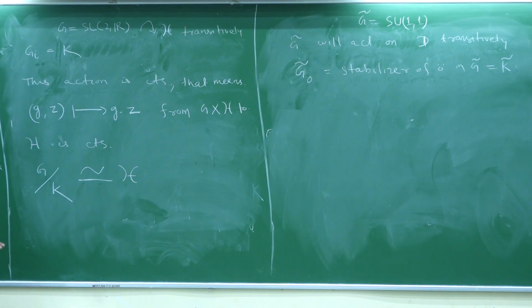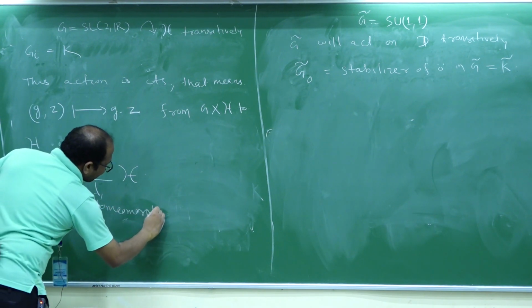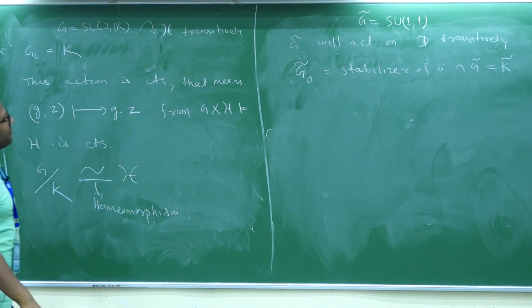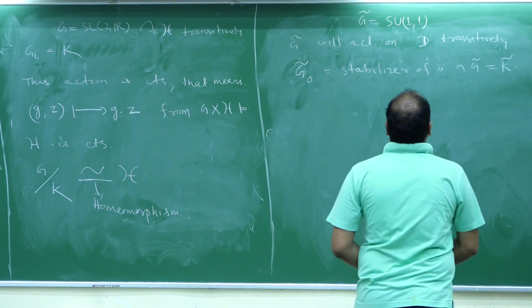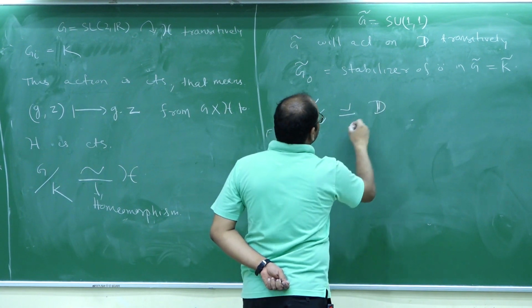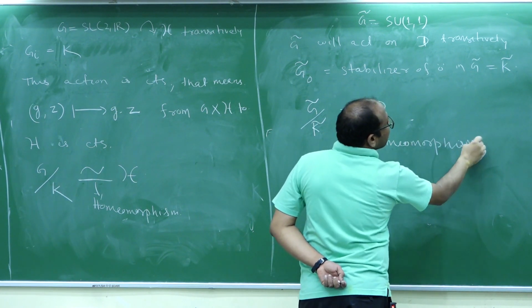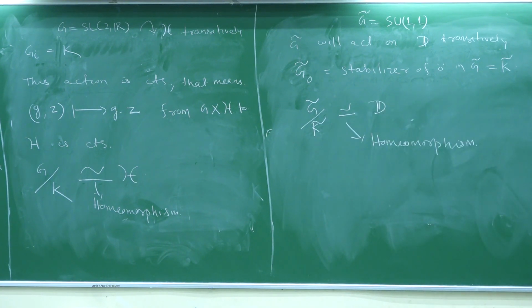You have studied this, I think. So this is a homeomorphism. In fact, it is much more than a homeomorphism. If you know differential geometry, then this is actually a diffeomorphism. So similarly here, you will get G tilde mod K tilde is homeomorphic to D. So we have started with the A action. So this is the picture in this SL2 context.